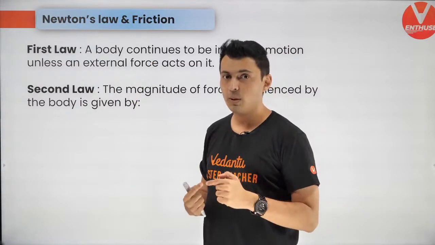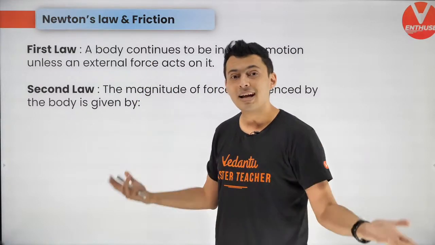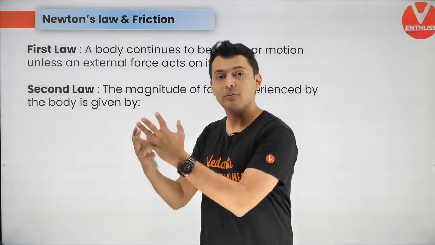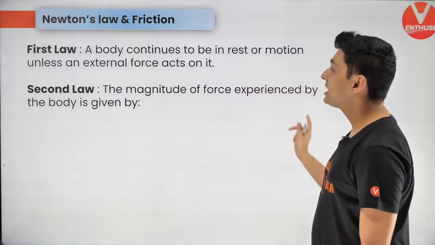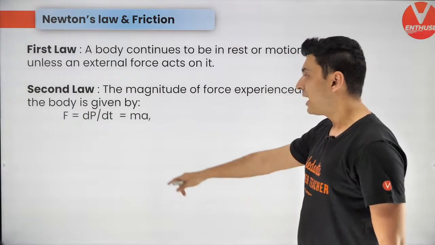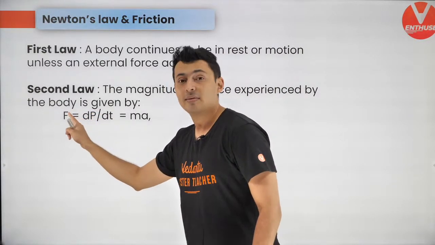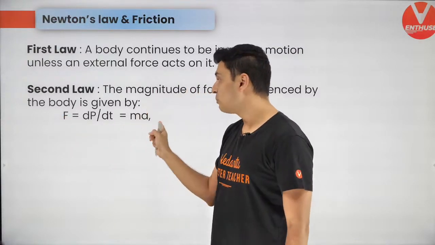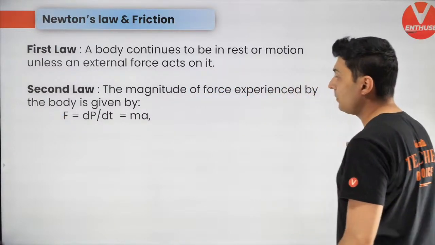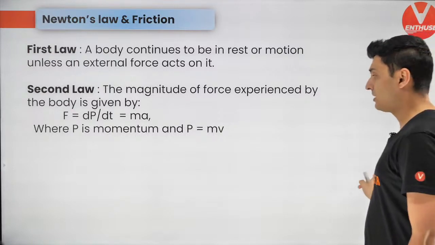So these forces are said to be balanced. When there is an unbalance, there is some net force. What will that net force do? It will change the momentum of the body. And that net force is dp by dt. This is not one force, this is the net force, which is also mass into acceleration. That's the second law. P is momentum, which is m into v.